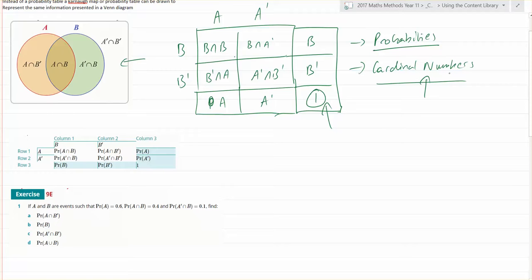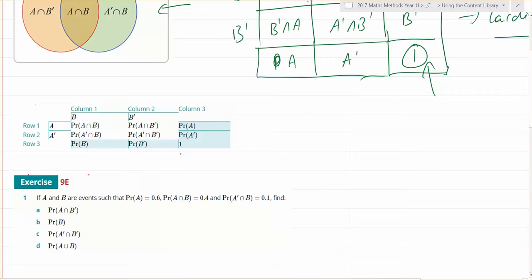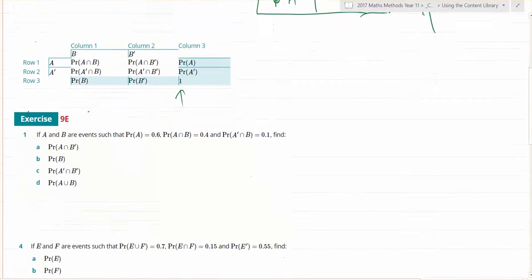So if 40 students were surveyed, then the total here will be 40 instead of 1 in terms of probabilities. If you want to convert a number table into probabilities, then you just divide by the total to get the probability. Okay, we'll do some examples. This is a nice summary of what I've just explained. Now let's go through 9E.